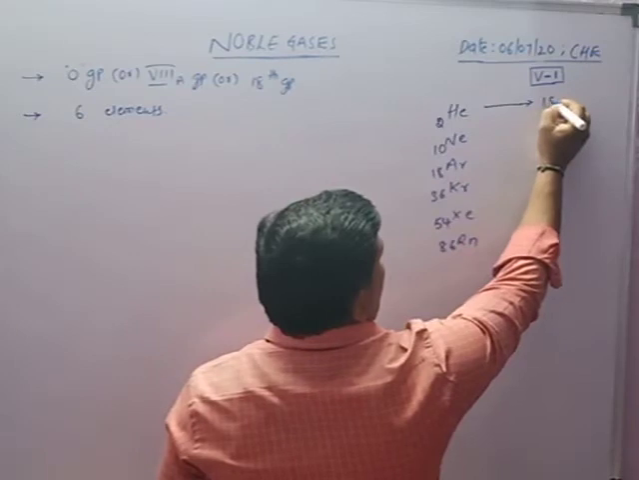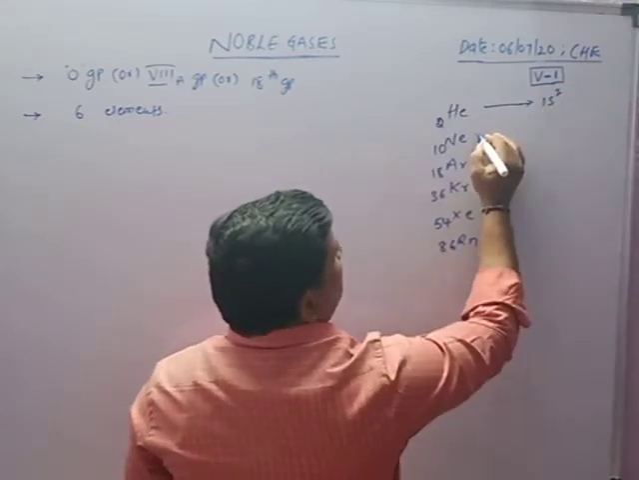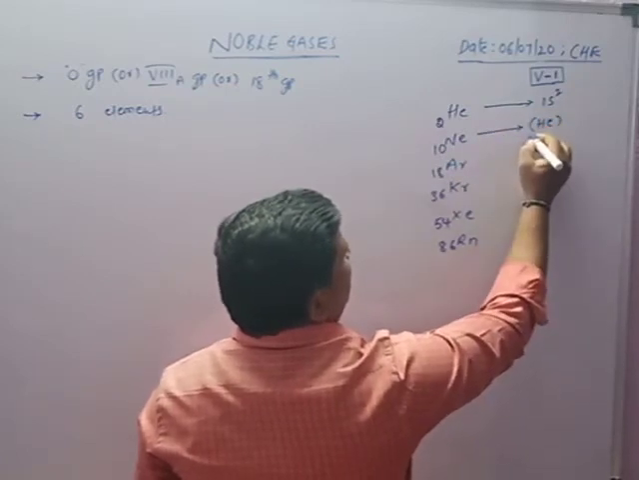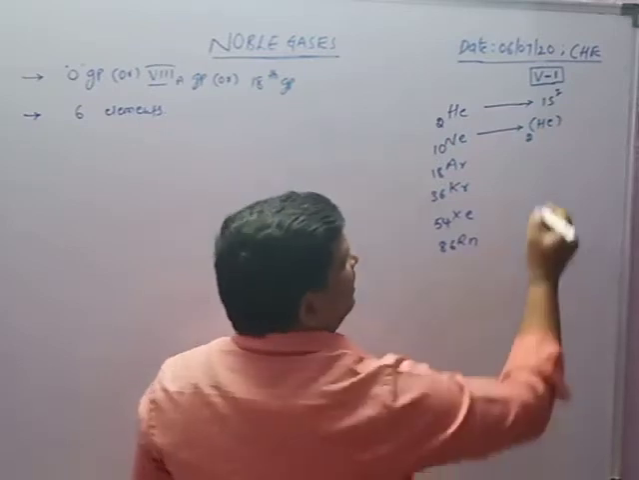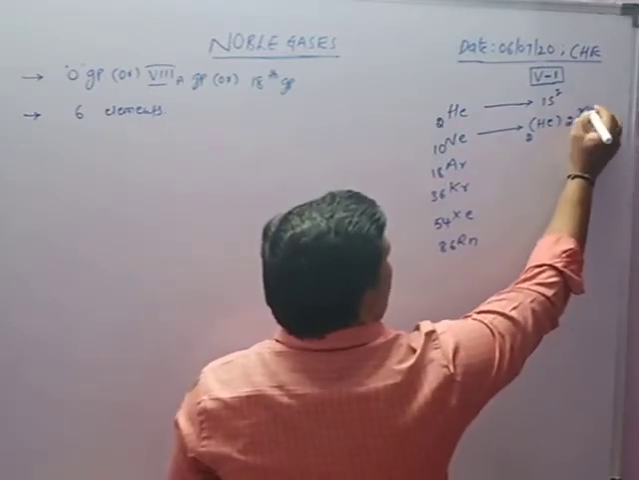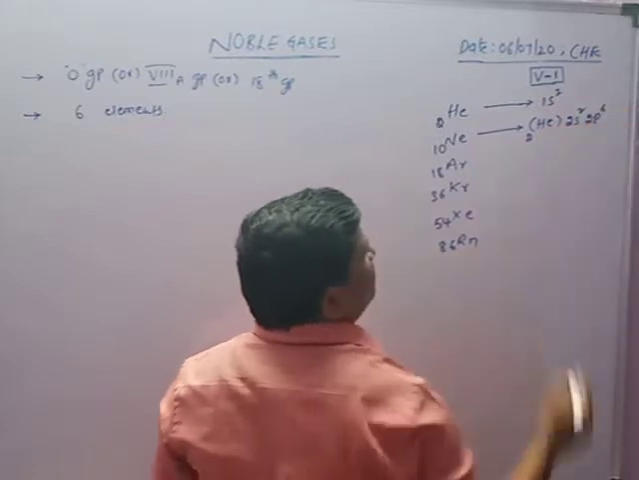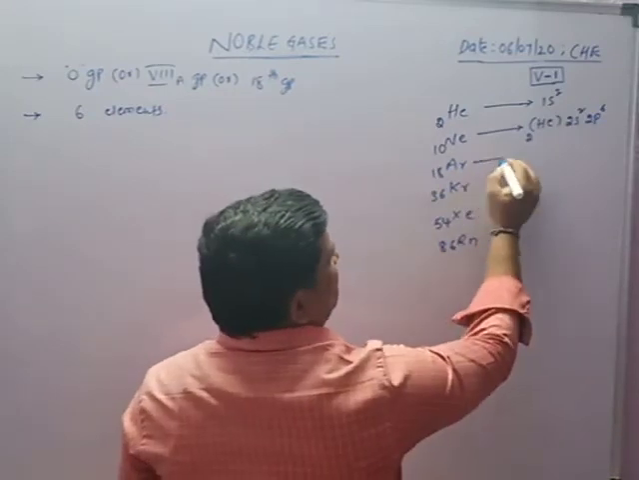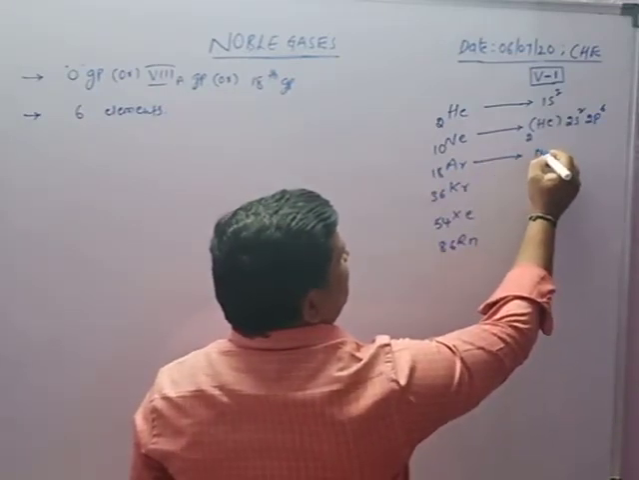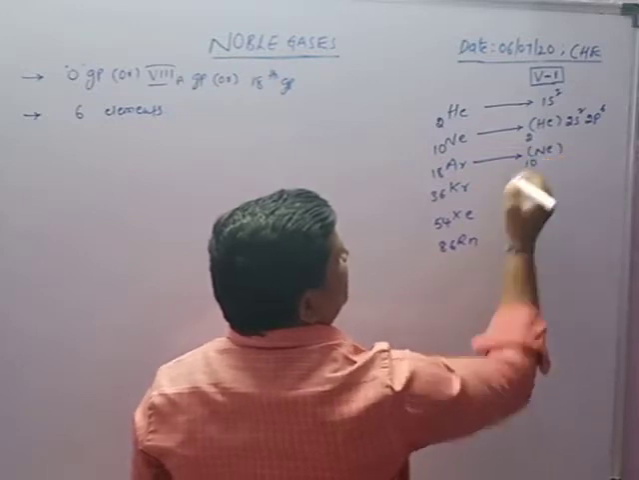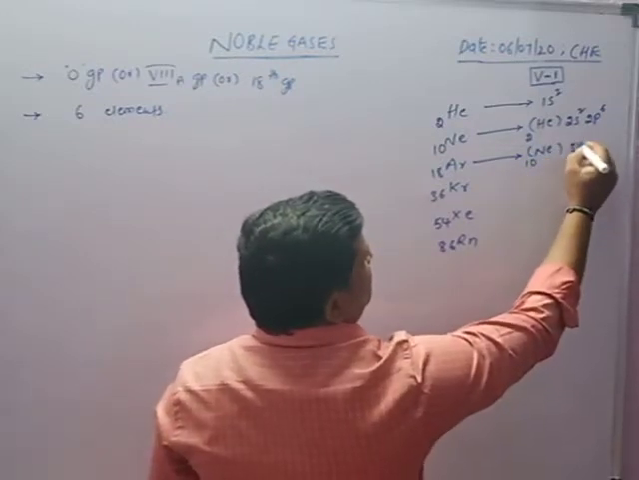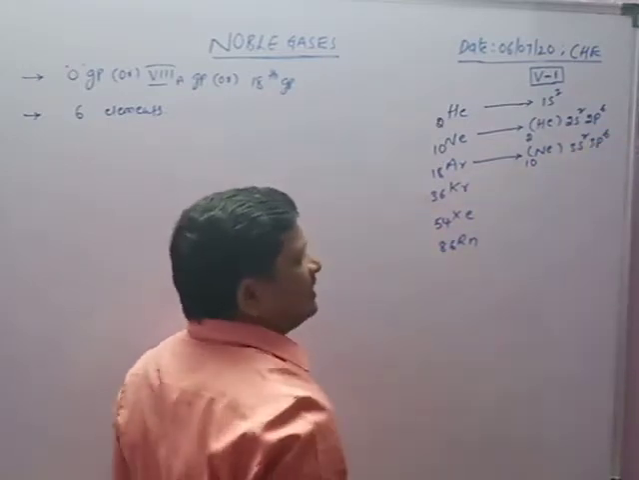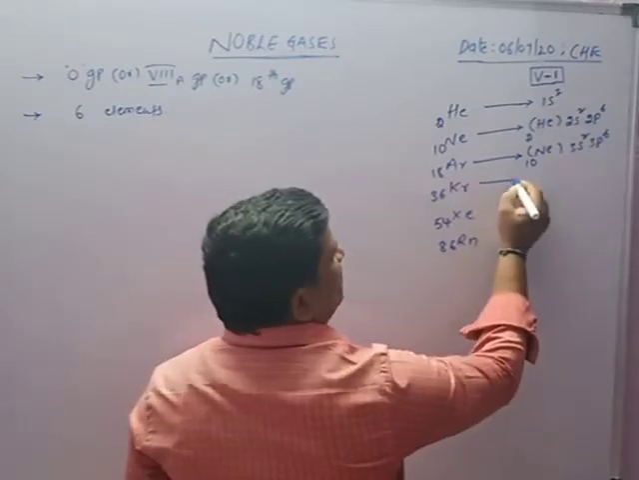Helium is simply 1s2. Neon is based on the noble gas helium, with atomic number 2. 1s2 is complete, so next is 2s2 and 2p6. 2 plus 2, 4, 4 plus 6, 10. The next one is argon. The nearest noble gas is neon, which is 10. Then it is 3s2, 3p6. 10 plus 2, 12, 12 plus 6, 18.